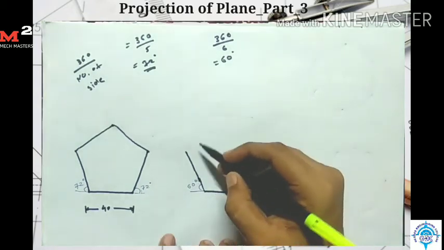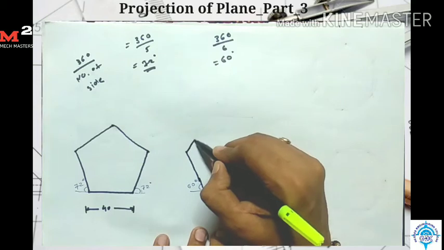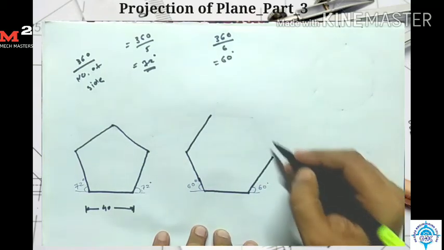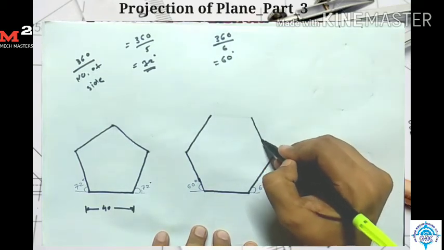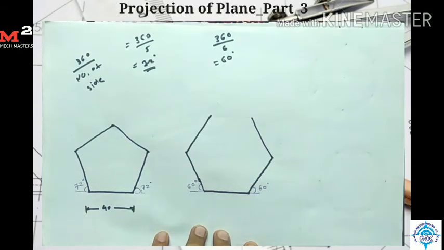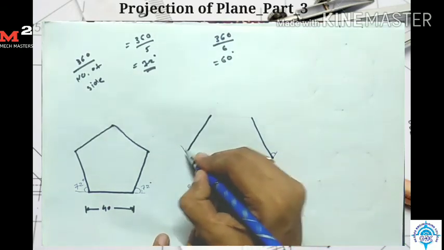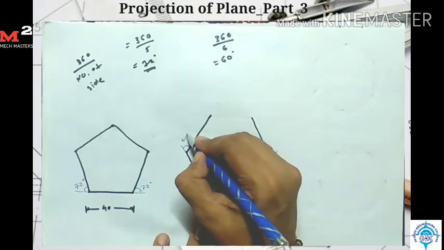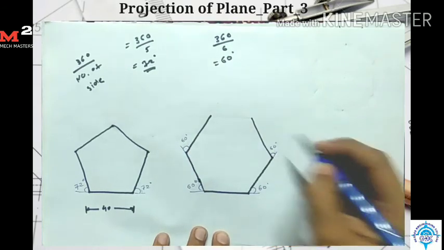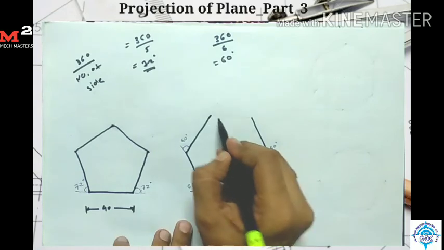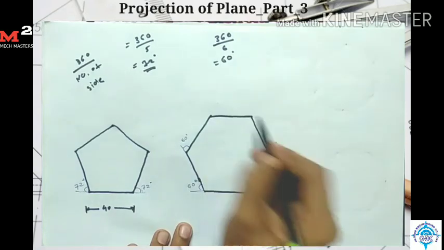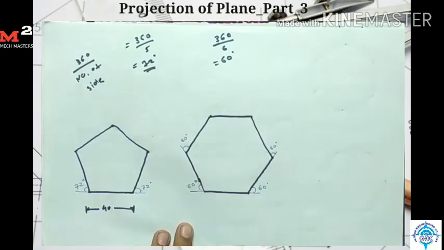Similarly, I draw another line here at an angle of 60 degrees. Similarly from here another line at an angle of 60 degrees. This angle is 60 degrees. Similarly here this angle is 60 degrees. Now I connect these 2 points, so I get the 6 sides of this hexagon. In this way I complete my hexagon.